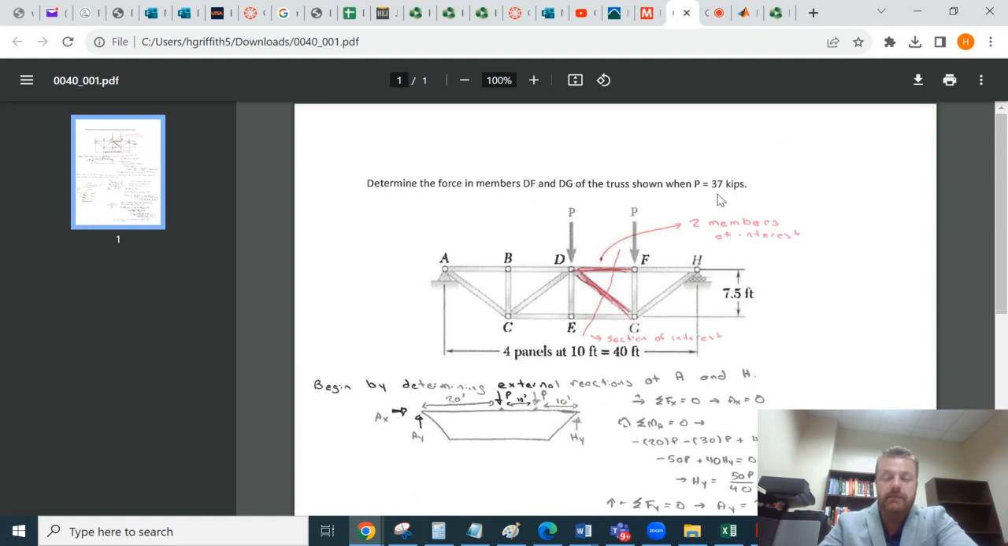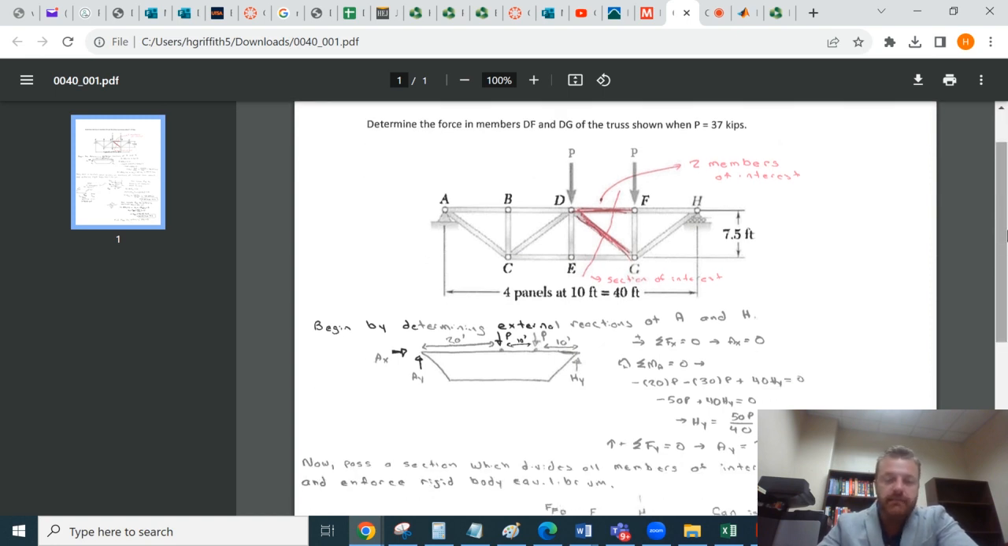And we want to find the force in members DF and DG. So I've highlighted those in red, and you notice that if I were to pass a section through those two members, it would also naturally pass through EG. So taking the approach of using method of sections here, we would get the actual force in member EG for free as well.